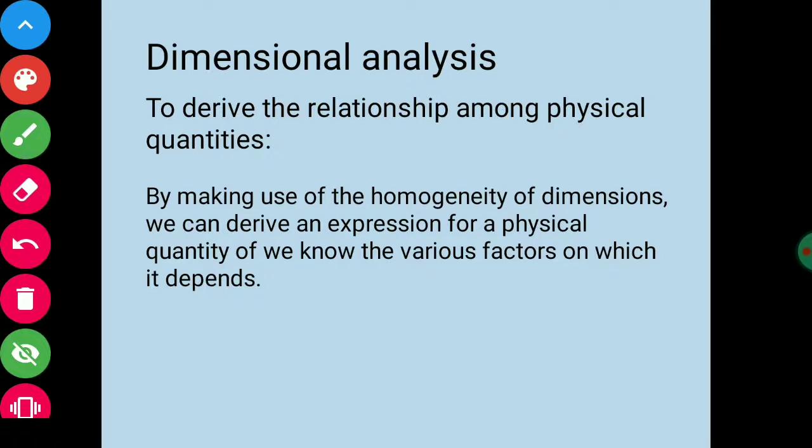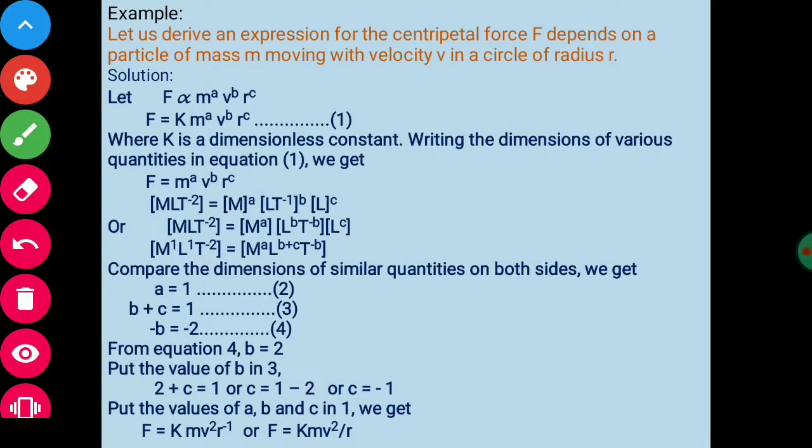See, many physical quantities depend on others. So you can say that the dimension of one physical quantity depends on the dimensions of other physical quantities. So we are taking the relationship among these physical quantities. Let us understand with one example. Example number 1. Let us derive an expression for the centripetal force.